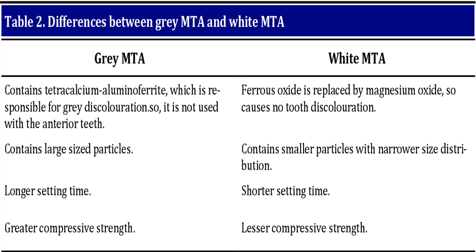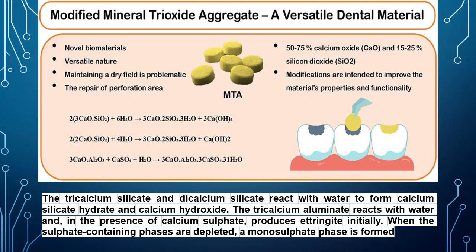Grey MTA contains larger particles, while white MTA contains smaller particles with a narrower size distribution. Grey MTA has a longer setting time, while white MTA has a shorter setting time. Grey MTA has a greater compressive strength, while white MTA has a lesser compressive strength.